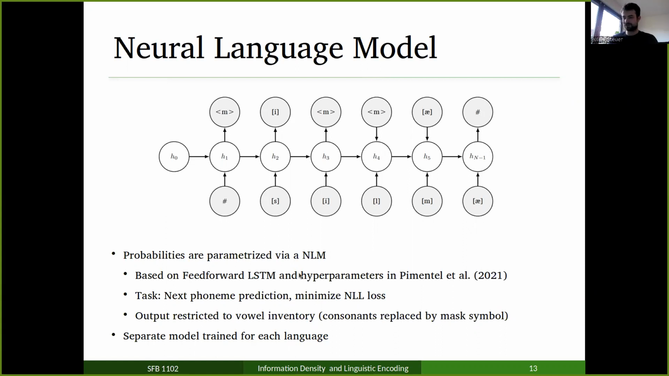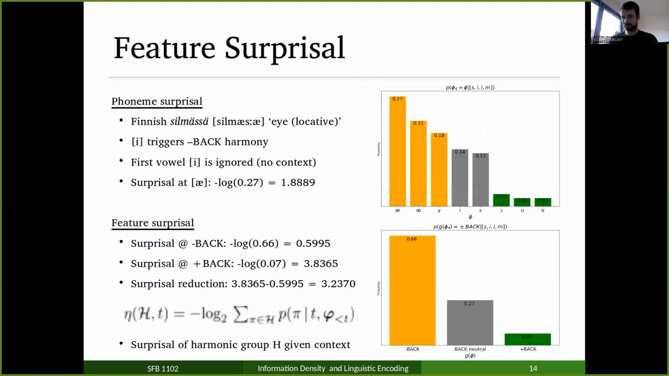We used the architecture and hyperparameters from Pimentel et al. in 2021. As I said, the task of the neural language model was just to predict the next phoneme, and the parameters were optimized by backpropagation by minimizing negative log likelihood loss, which is basically surprisal. The important part is that we trained one model per language. So this is not a multilingual model. Every language had its own model, and we trained it until validation loss converged.